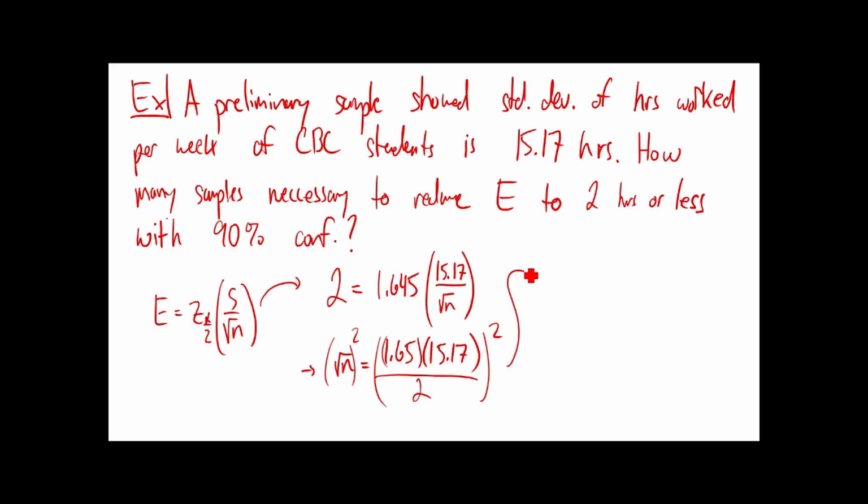So our sample size is going to be whatever 1.645, not 1.65, 1.645 times 15.17 divided by 2, squared, is. So what does that come out to be? Any takers on that? So 1.645 times 15.17 divided by 2, and square it.